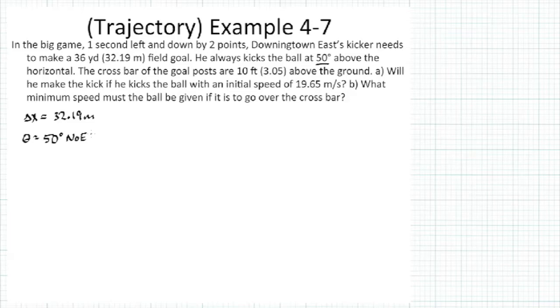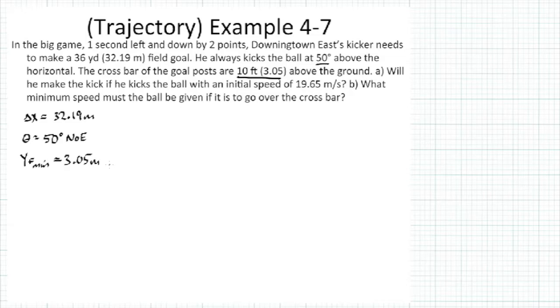Okay, and what we want is for the ball to go over a 10-foot, or that is a 3.05 meter crossbar. So I'm going to write our y final minimum. At minimum, it has to be 3.05 meters above the ground when it passes the crossbar right there. And the question is, will it be at that or above that when it moves 32.19 meters towards the field goal? Okay, that's the question.